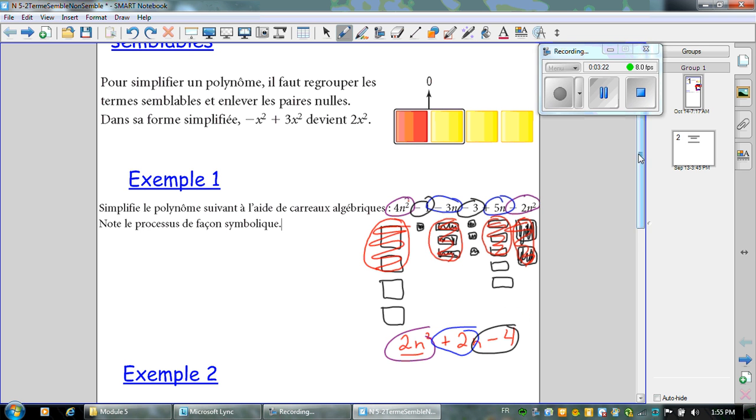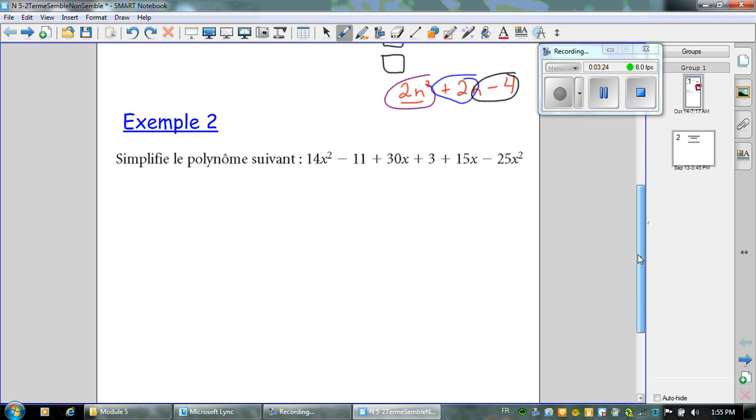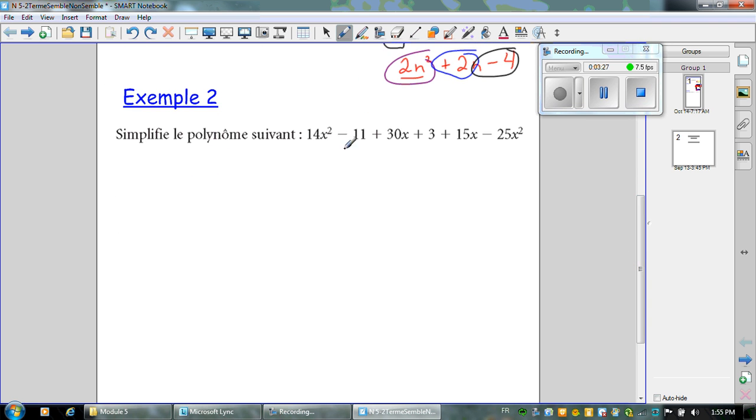All right, so let's do the second example here. This one here, we're going to do it without the pictures because I'm not going to draw 14 big squares. I'm not going to draw negative 14, 25 big squares, 30 rectangles. It's too much work. So what we're going to do is just group them. I'm just going to rewrite this in this form here. So 14x squared minus 25x squared. So this one and this one go together.